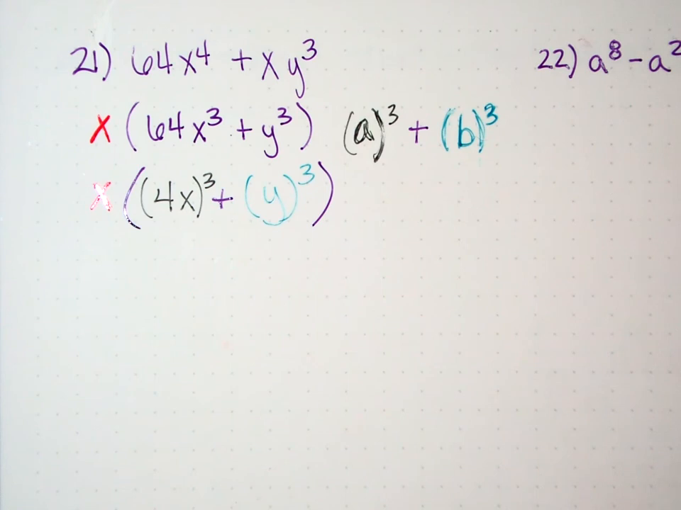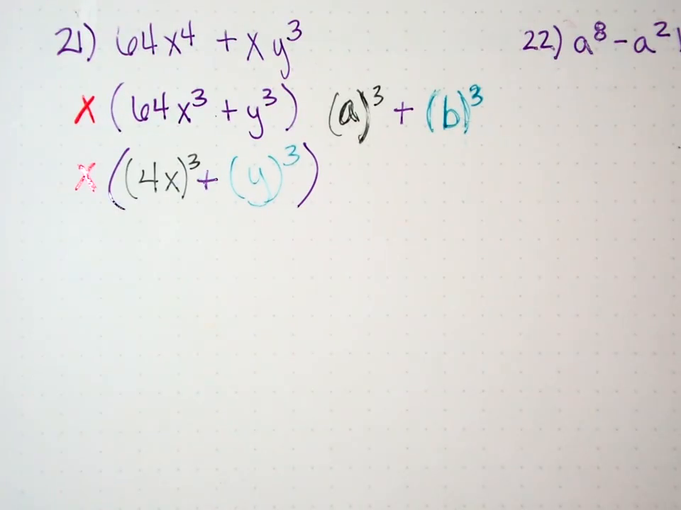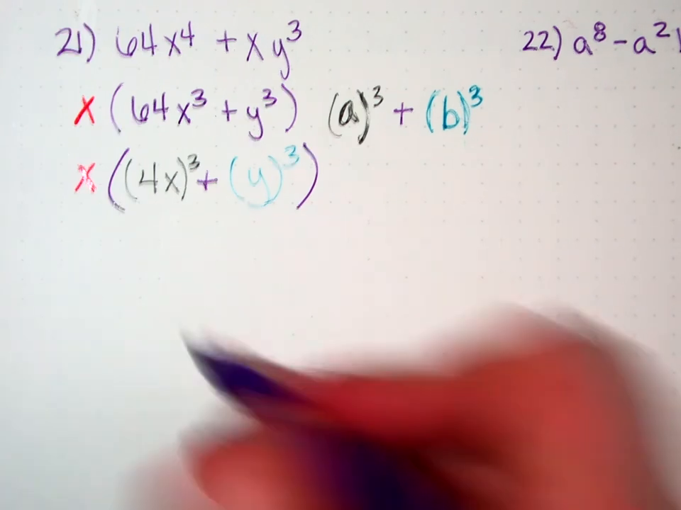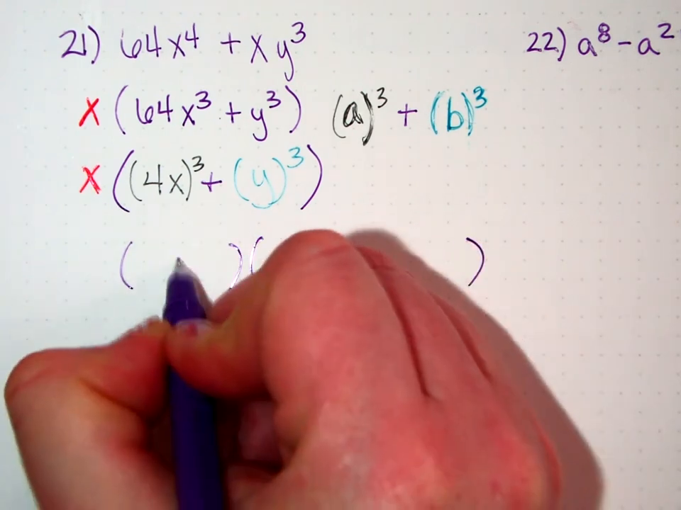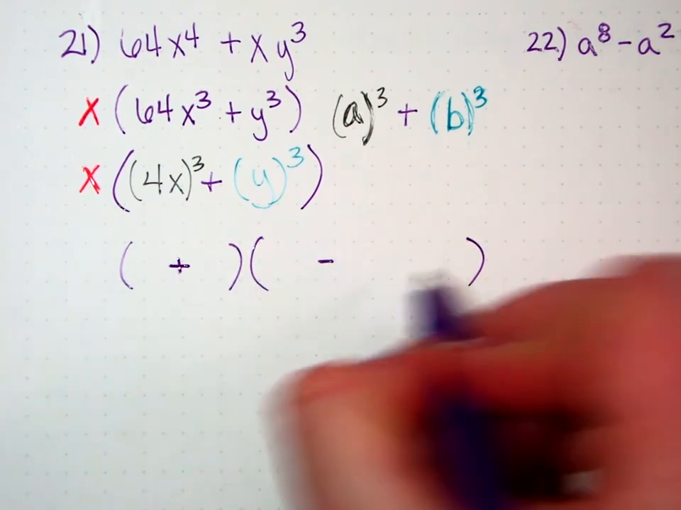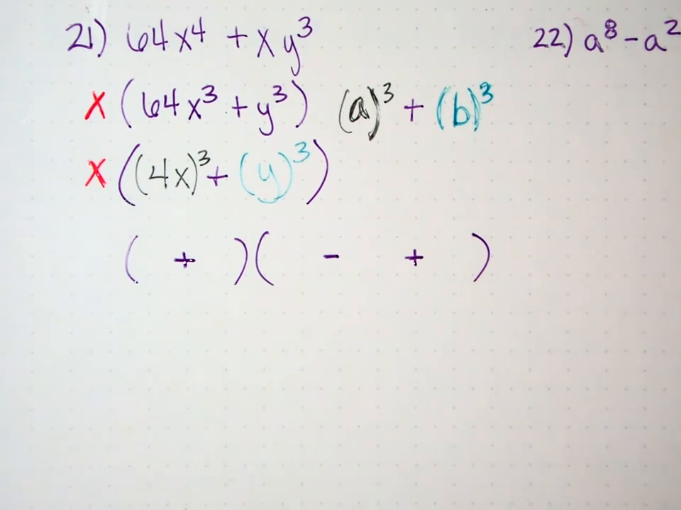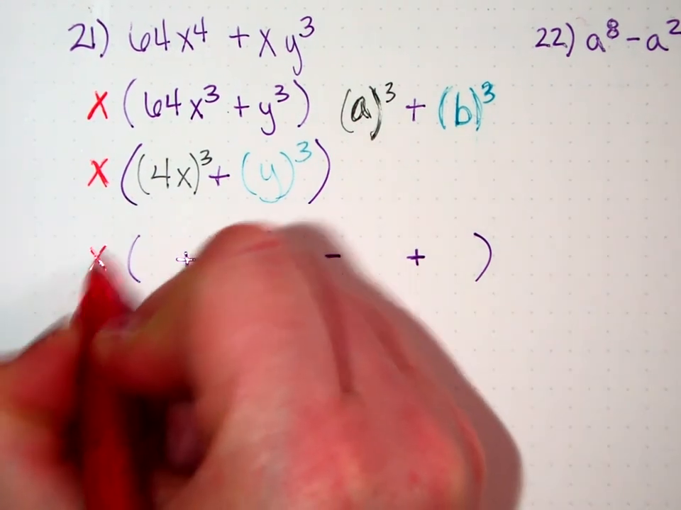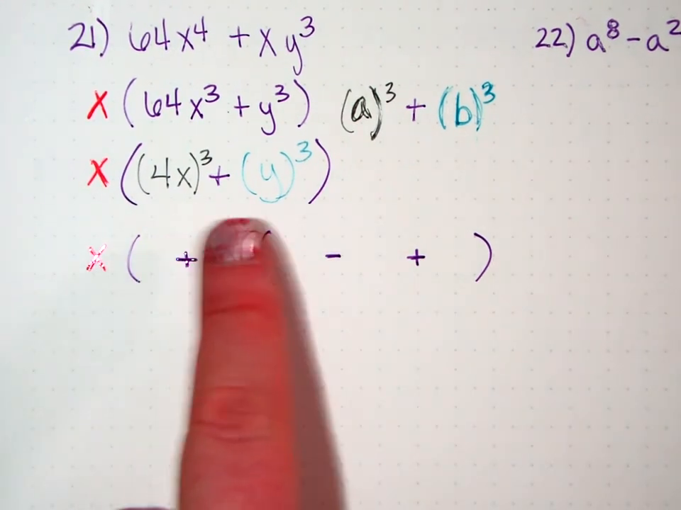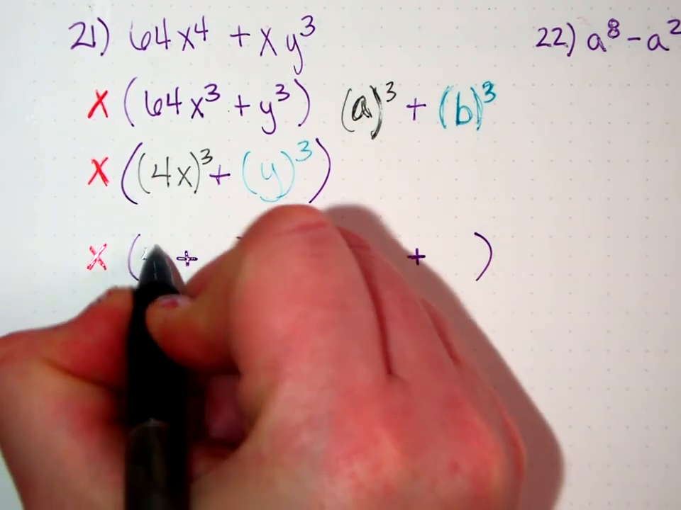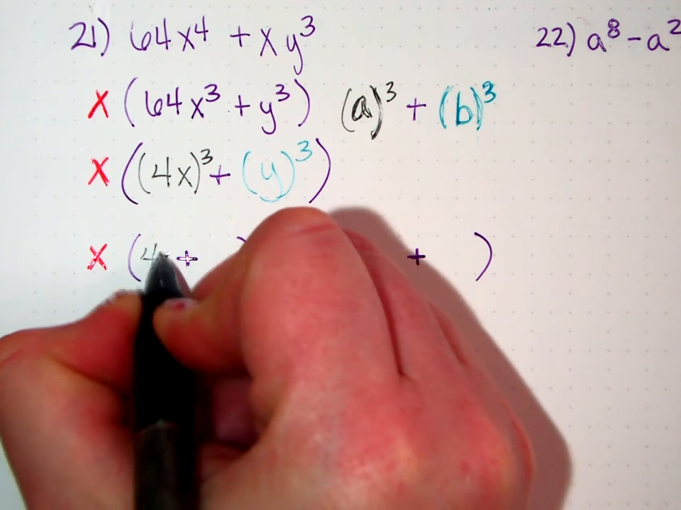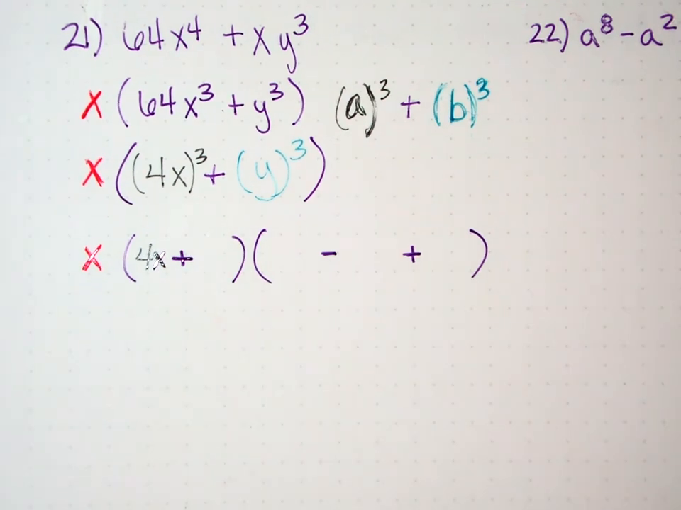Okay? So what you're going to do is take the 4x and the y, and plug them into the formula that was given in your notes. But I'm going to write out the set in stone part. So you have your first set of parentheses and you have your second set. Because this is a plus, this first one's a plus. Then you go minus plus. This x is still on the outside. And then all I'm going to do is plug in my a's and my b's. So this first part, 4x, that's your a. And this is your b.